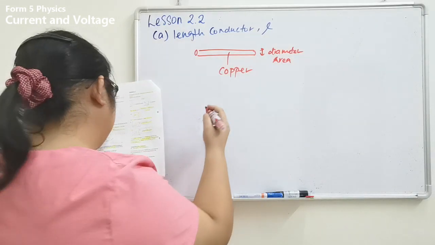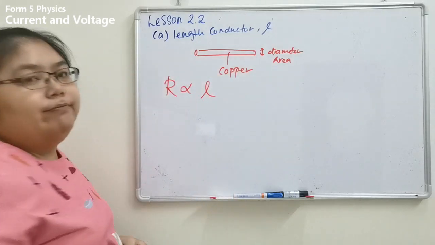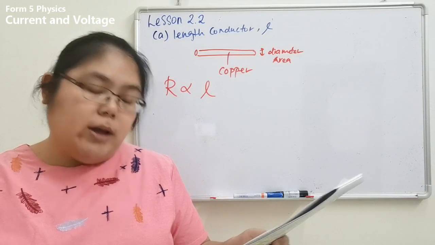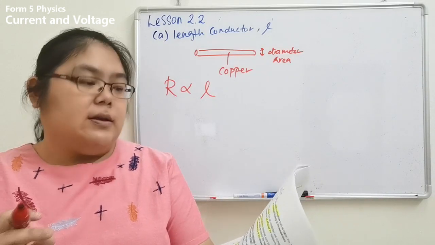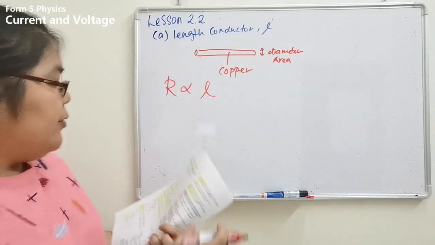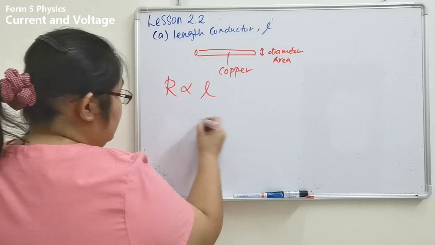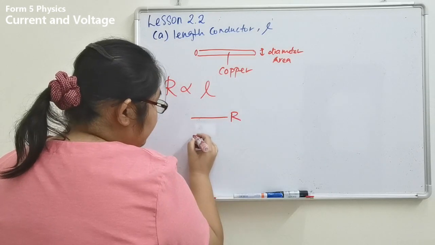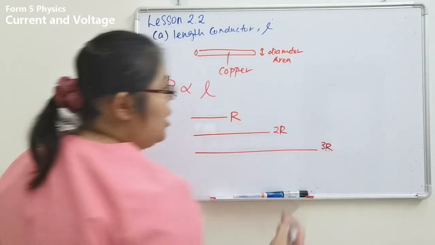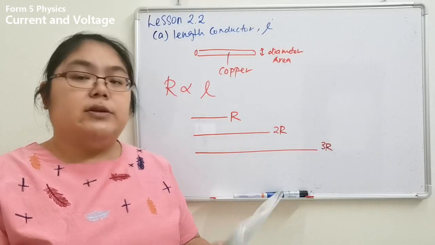So the resistance will be directly proportional to the length. If you take it longer, the resistance should be higher. So this is one of the factors that will affect the resistance. For example, if I take one wire like this, we call this R. If I take double, this becomes 2R. If I take it even longer, this we call 3R. So it is directly proportional. This is the first factor.